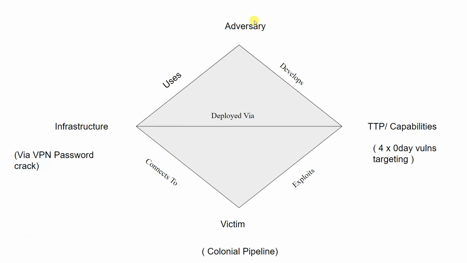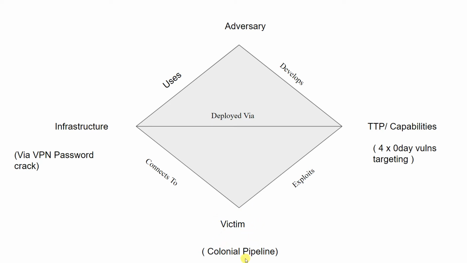And usually the adversary stands for where or who the attack is coming from, and the TTP or capability is what type of day. It was a zero-day vulnerability target. They found the vulnerability, targeted it, and were able to gain access. So that's what it means. And the victim is self-explanatory, who the victim is.